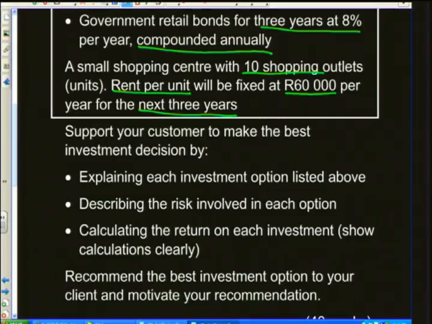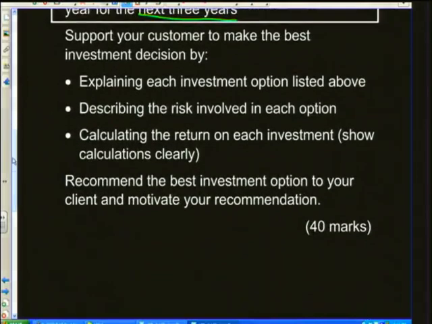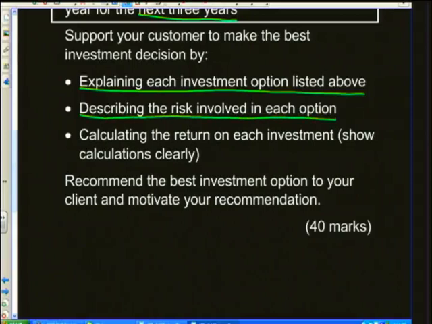Right. So we've got a lot of information there from our case study. So now, what is the question asking from us? First of all, we have to explain each investment option listed above. So we need to make sure we talk about every single investment option, what's their definition, how do they work, etc. Then we also need to describe the risk involved in each option, right?